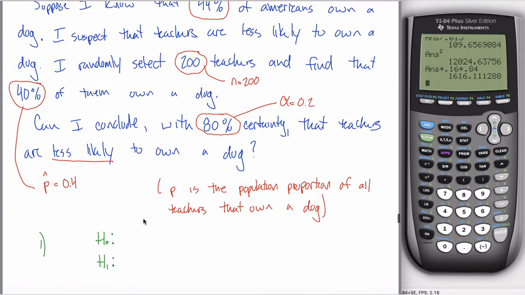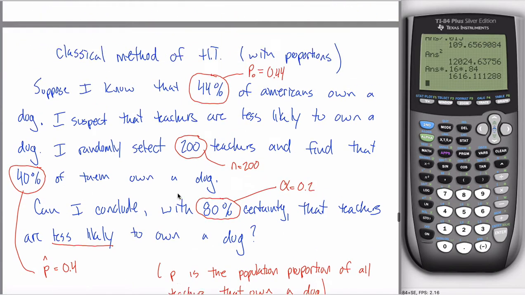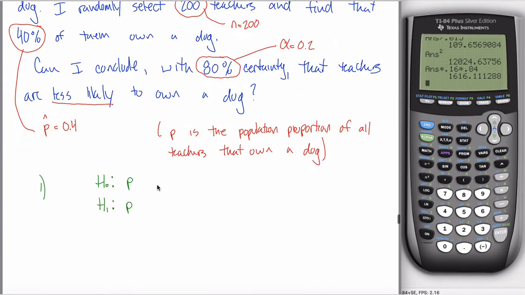Last time around, these weren't that bad because they always compared together the same two things. They were mu and mu naught. Mu was just the symbol mu, and mu naught was always given to you in the problem. It's similar, except instead of mu and mu naught, it's P and P naught. Because P is the proportion version of mu, just like P hat is the proportion version of X bar. So I'm going to be comparing P and P naught, which is given to me in the problem to be 0.44 or 44%. You can write it as a decimal or a percentage, it doesn't matter.